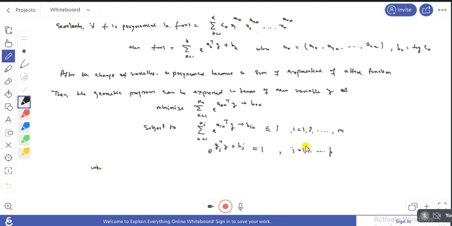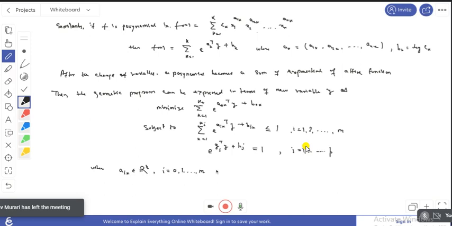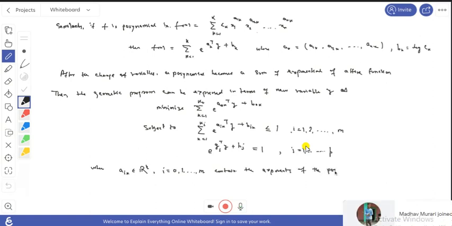Here aik is an element of Rn, and for the objective function i runs from 0 to m. This contains the exponents of the polynomial inequality constraints.